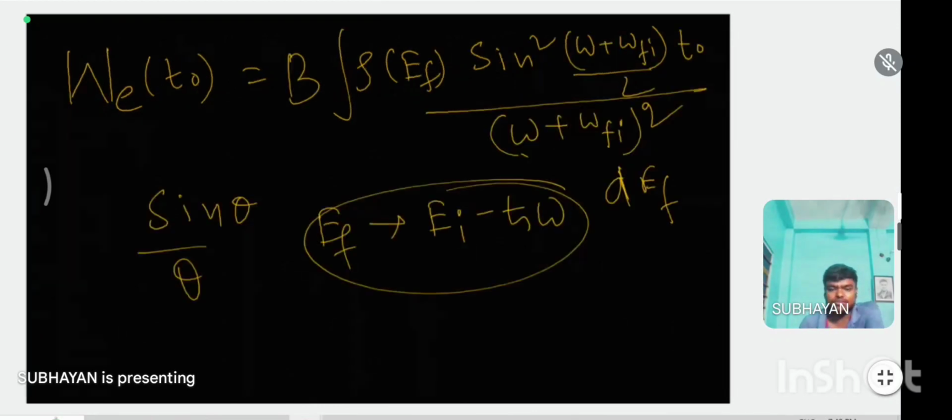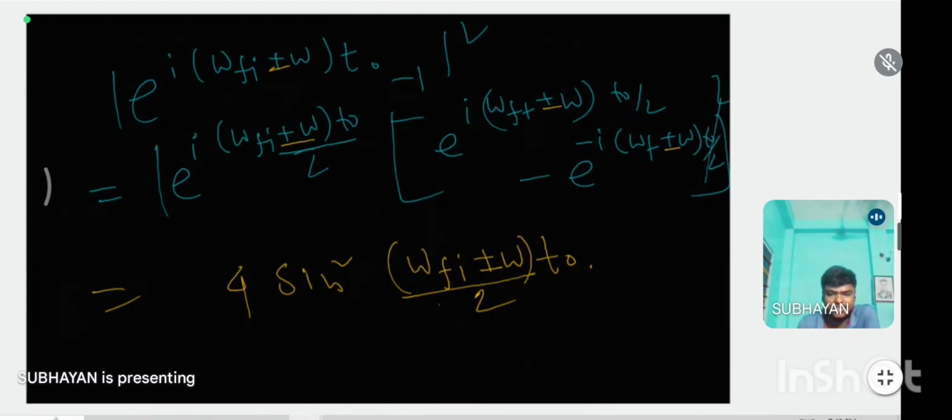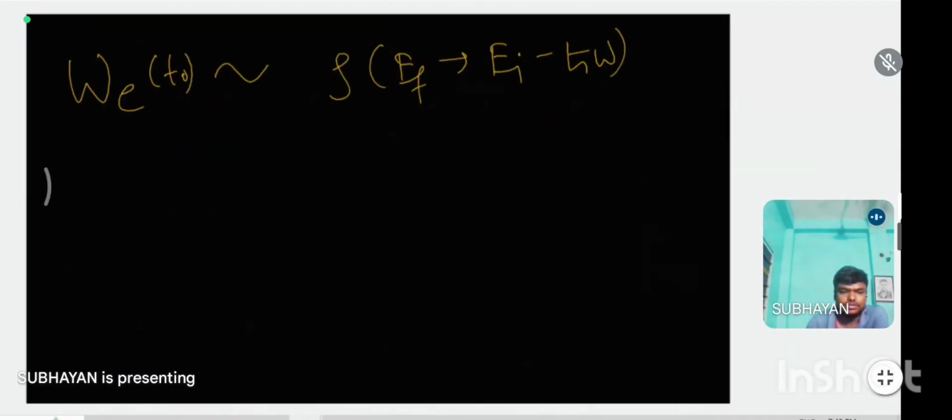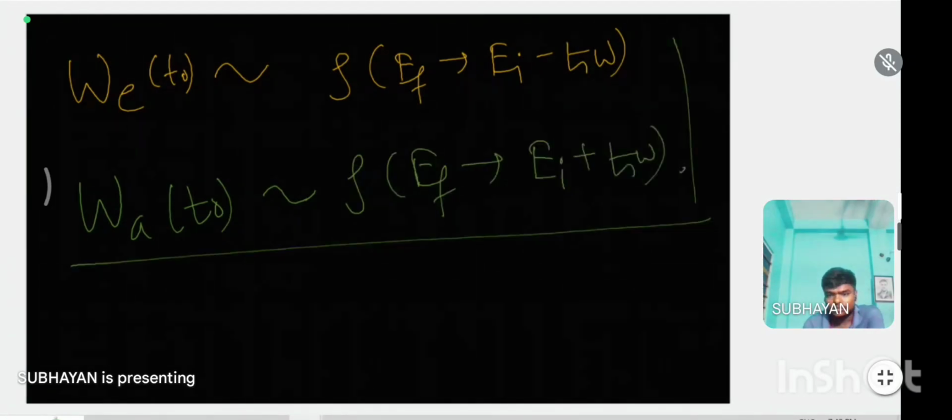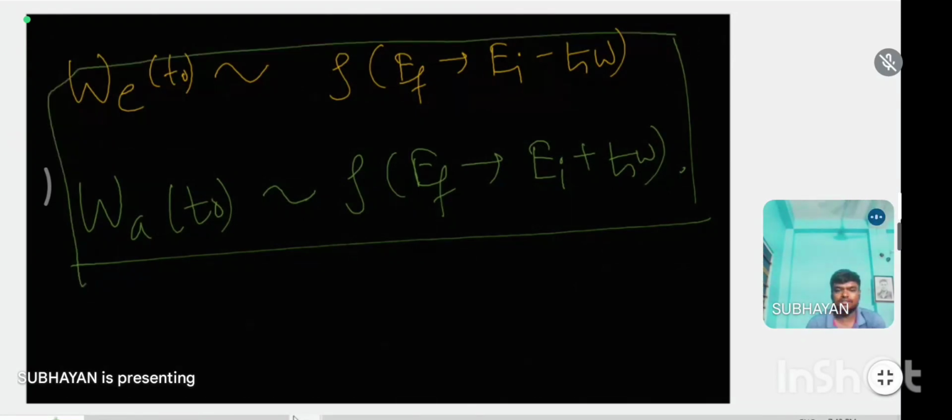And you can make a similar calculation for absorption also. This is for the emission. For absorption, you will find omega_fi minus omega, and W_A of t_0 is proportional to rho of E_f, and E_f will be E_i plus h cut omega. So the transition probability for harmonic perturbation is proportional to rho of E_f, where the final state will tend to E_i minus h cut omega for emission and E_i plus h cut omega for absorption. And these are the Fermi's golden rule.